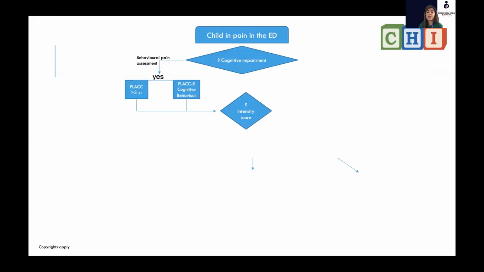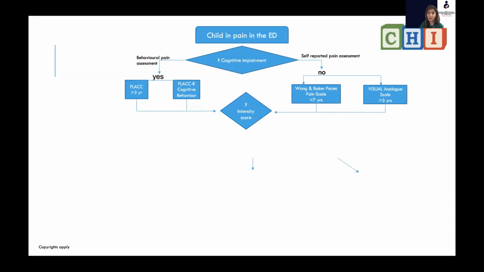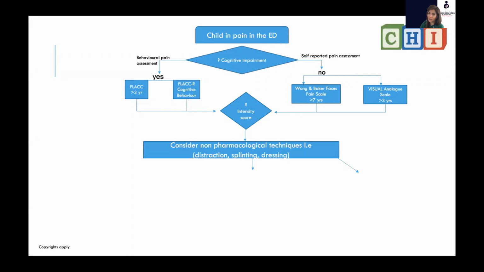And then we will document that pain intensity score. After that, if that patient can self-report, we would use age-related score scales, the numeric or face-related scores, and then we will have our intensity score. After having the intensity score, we would start the non-pharmacological aspect of treatment.